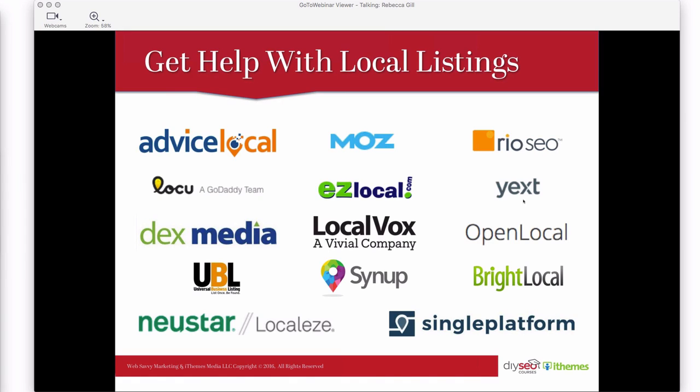GoDaddy actually has a new service so that they can help with listings, and I think you can use this even if you don't have a GoDaddy website.